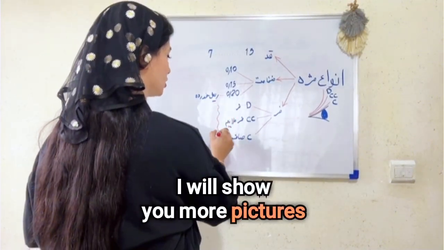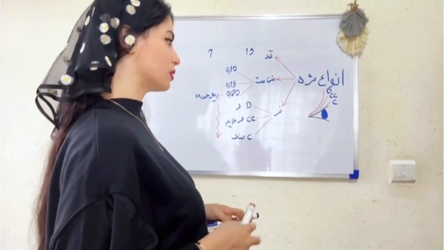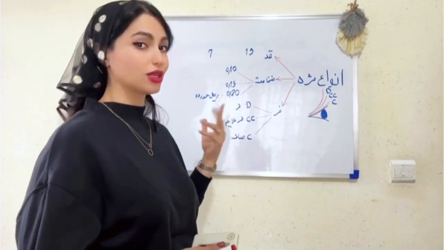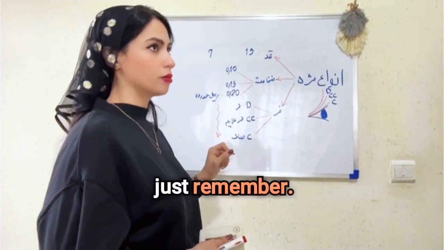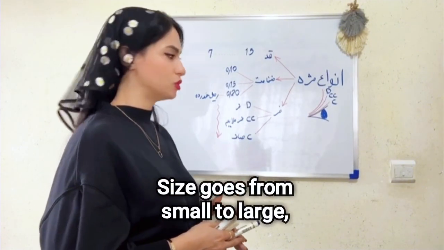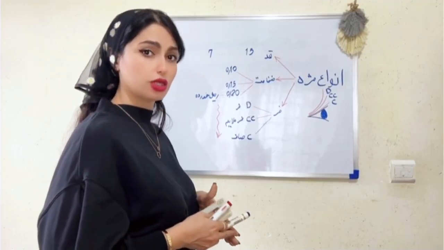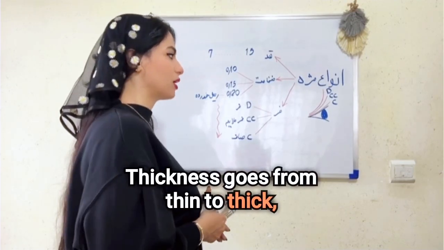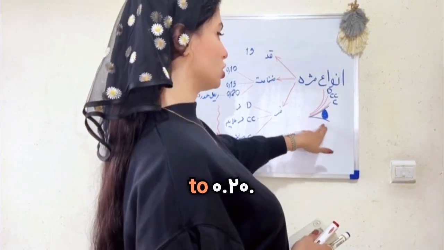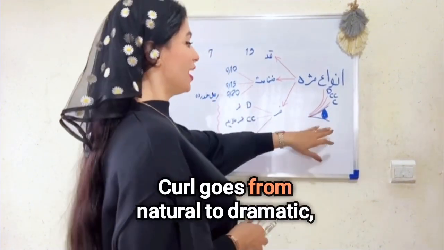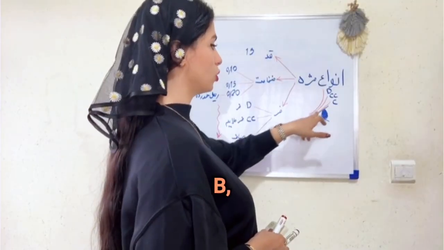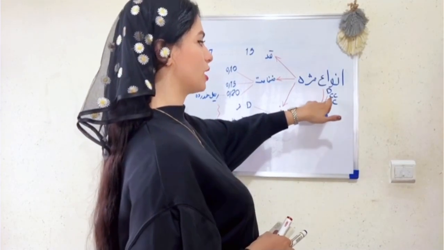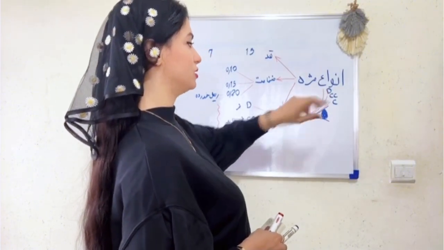I will show you more pictures and examples in the next videos. And don't worry, I will explain everything step by step. For now, just remember: size goes from small to large, 7 millimeters to 20 millimeters. Thickness goes from thin to thick, 0.10 to 0.20. Curl goes from natural to dramatic: J, B, C, CC, D. Keep this in mind until I explain the rest to you in more detail.